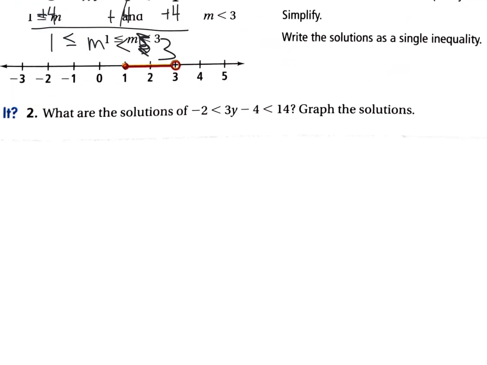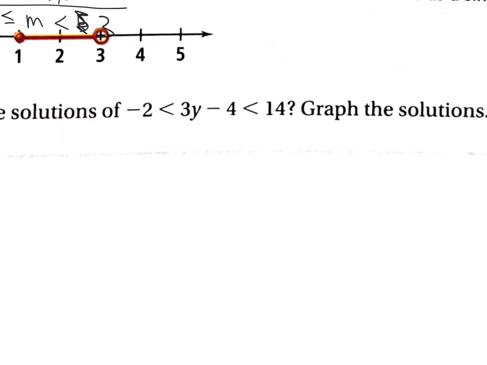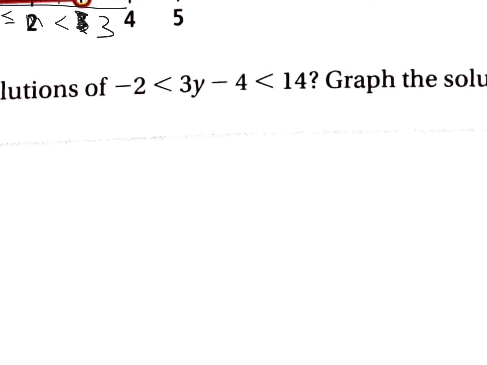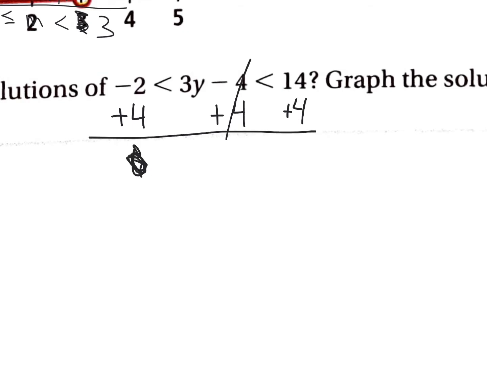Okay, so you can do that to all three parts and solve it that way. So on this one, on the trying to solve, first thing is they're subtracting 4. We could add 4 to all three parts. And then they're multiplying, so we could divide by 3.